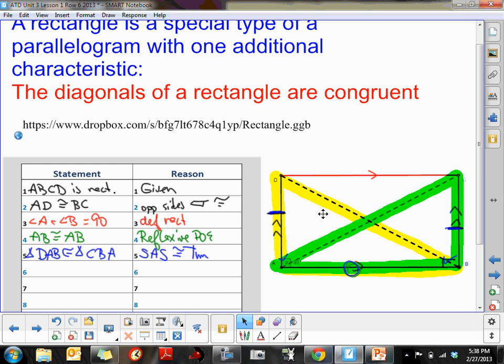So if the triangles are congruent, then their matching parts must be congruent. And the matching parts that we're interested in are the diagonals, which means AC has to be congruent to BD by CPCTC. Corresponding parts of congruent triangles are congruent. So there's an argument or a deductive proof on why the diagonals of a rectangle are always going to be congruent.